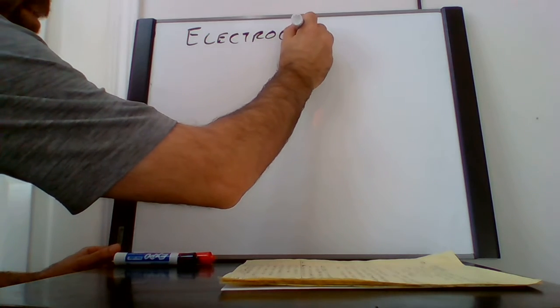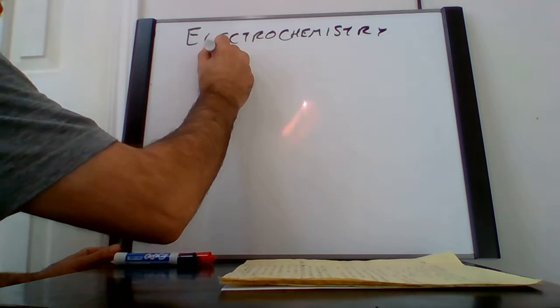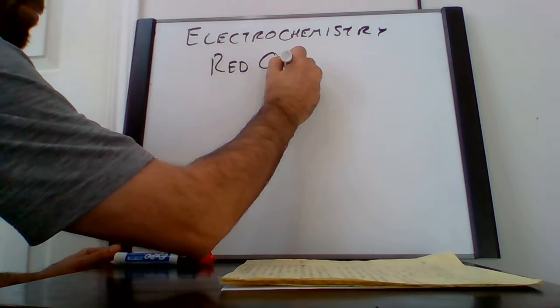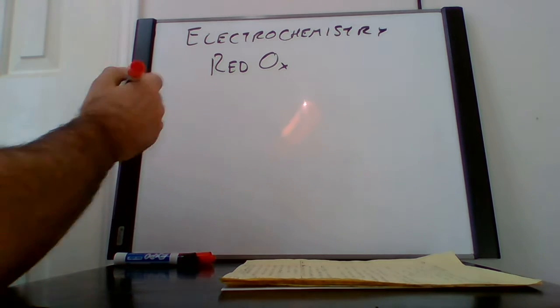Okay. When we're talking about electrochemistry, we are talking about something known as redox reactions, right? And so what we're looking at here is two different species. One will undergo reduction, the other one will undergo oxidation. Okay, so let's look at that first example that we have.